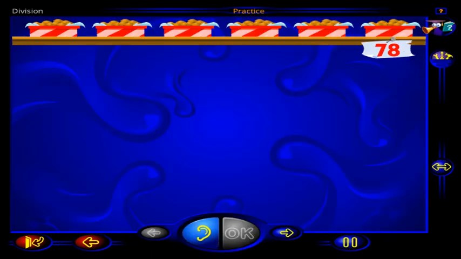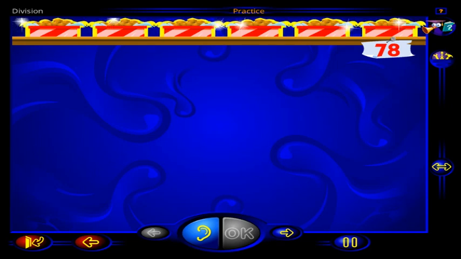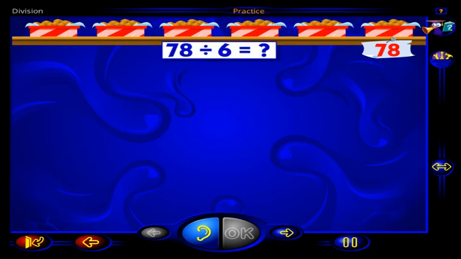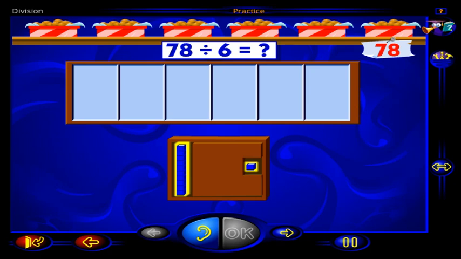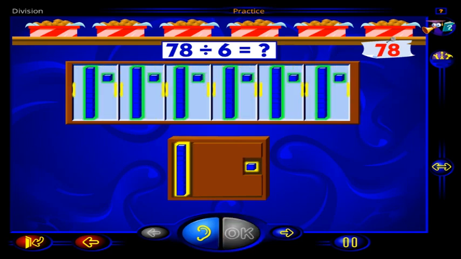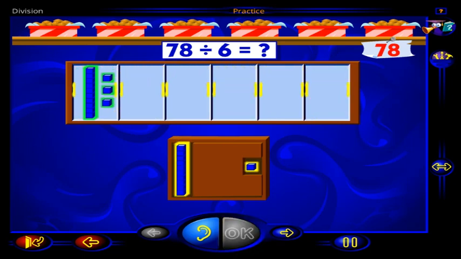78 cupcakes were divided equally into 6 boxes. This number sentence shows how the cupcakes were divided. Can you show this division using 6 groups of blocks? Drag as many blocks as you need to each group, then click OK. That's not it. Try again. That's not it. Try again.